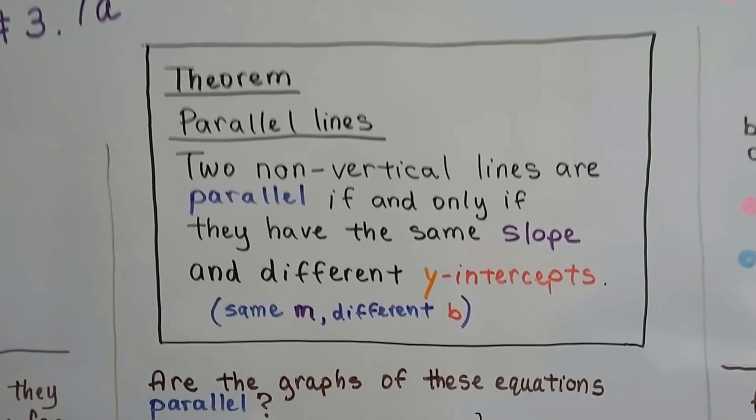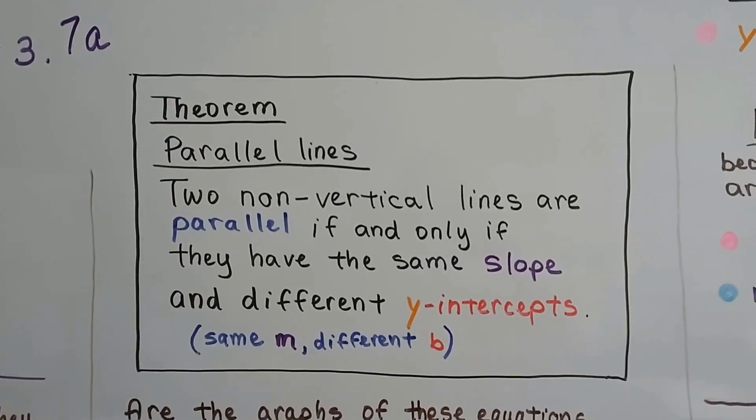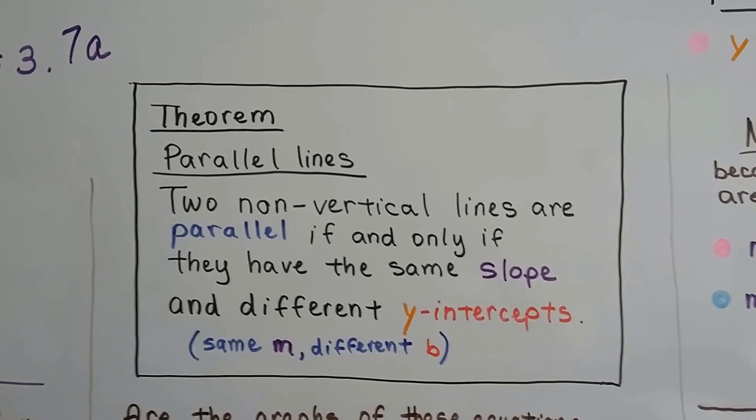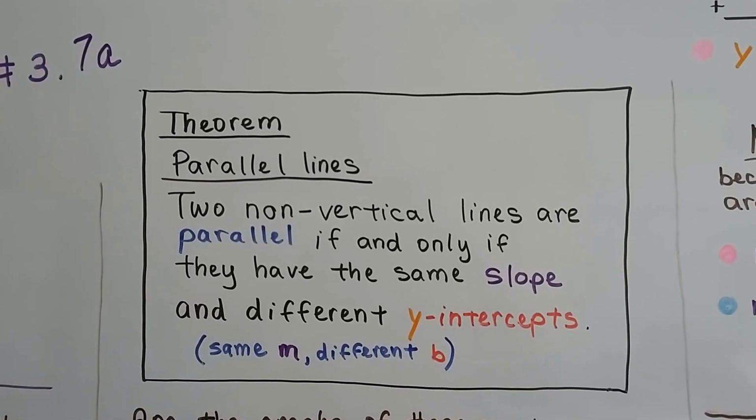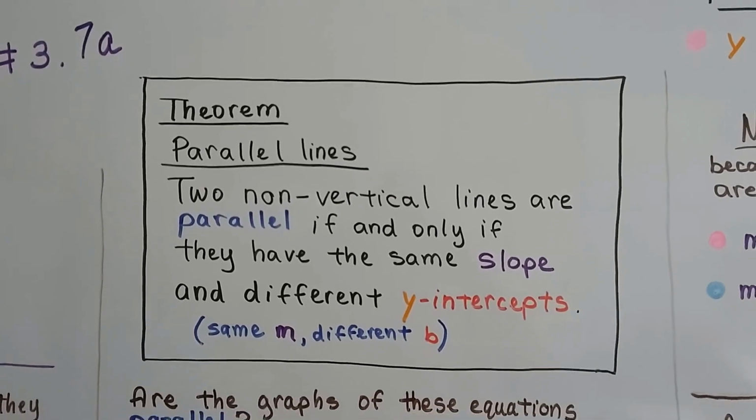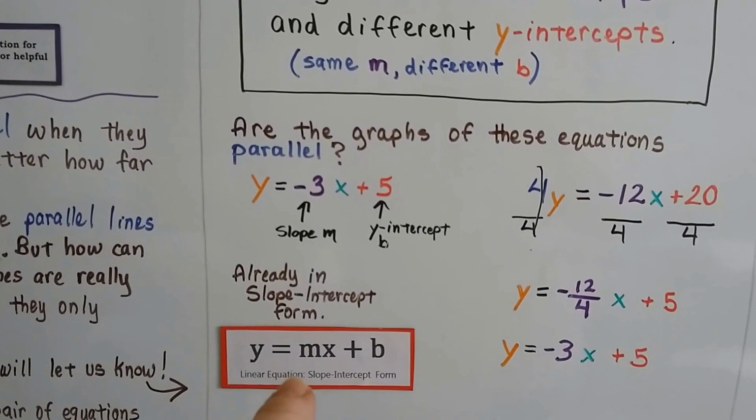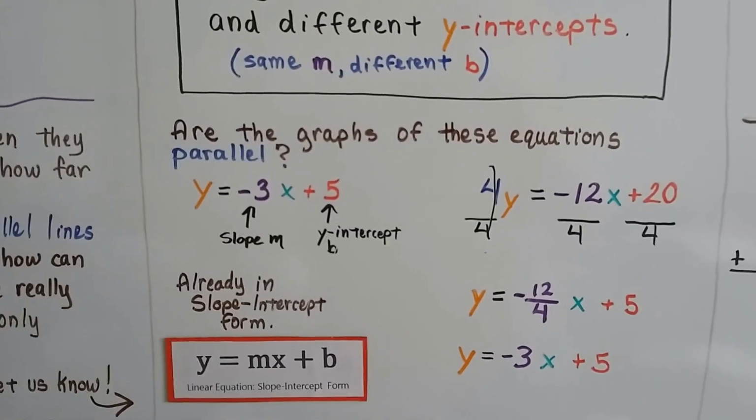So here's the other theorem I've got for you. It's for parallel lines. Two non-vertical lines are parallel if and only if they have the same slope and different y-intercepts. That means if they're in the slope-intercept form of an equation, they're going to have the same m but a different b, okay? So they're going to have the same m but a different b when they're in this slope-intercept form of an equation.